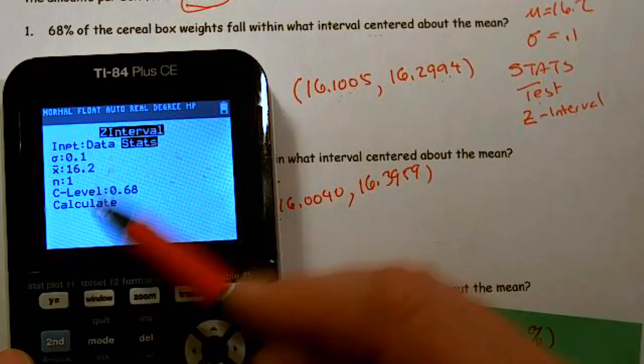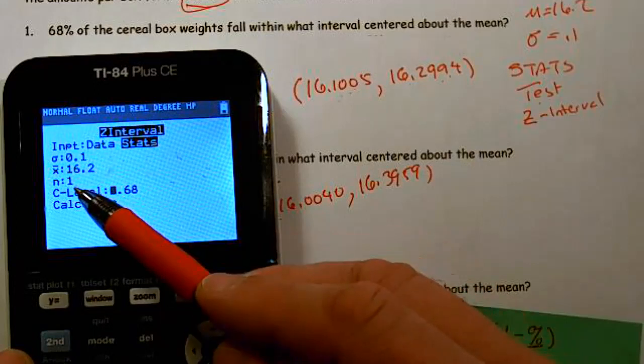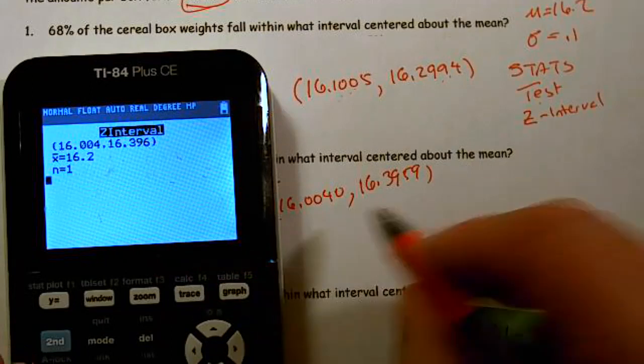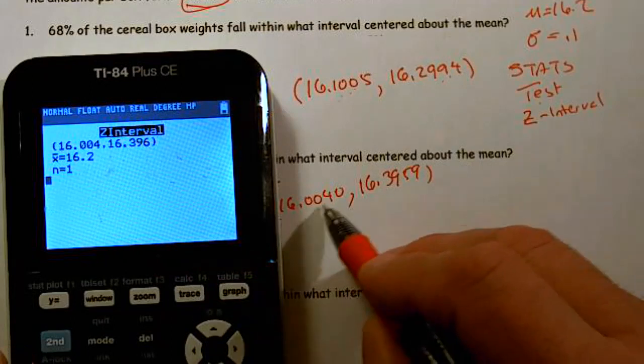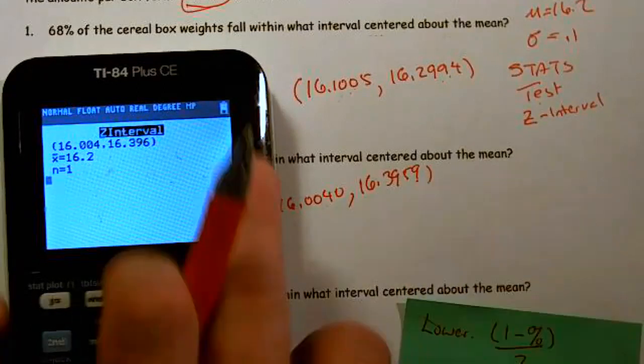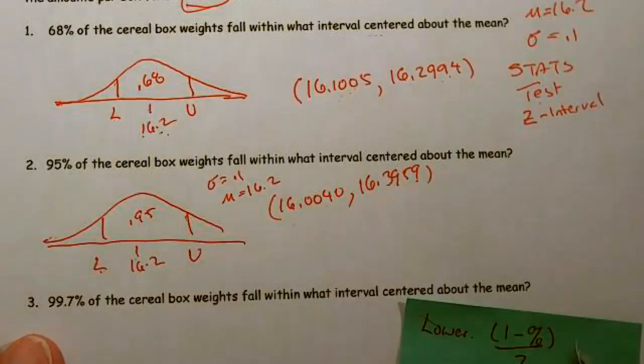Standard deviation is 0.1, mean is 16.2. We're dealing with 1 because they didn't give us a sample size. And we're going to change this to 0.95 because we're centered on 0.95. And sure enough, 16.004 and 16.396. Works great. All right. The next one.